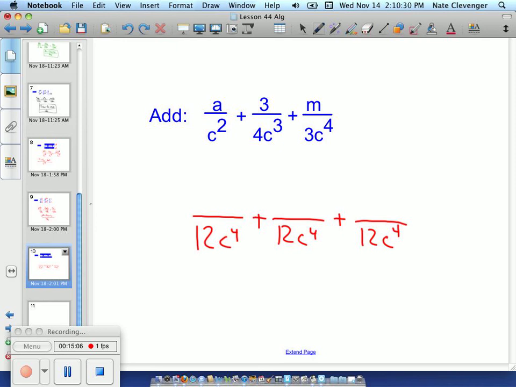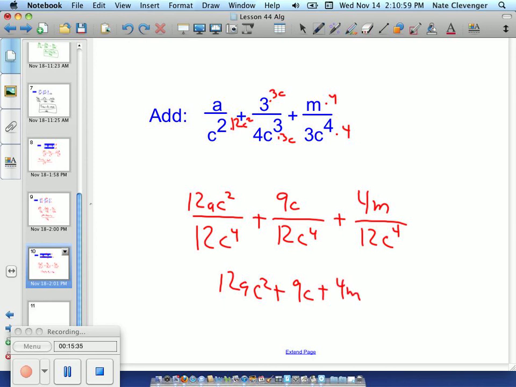So what do we need to multiply c squared by? 12c squared. So that's 12ac squared. This one we just need to multiply by 3c. 3c times 3 is 9c. Minus 4. And times a 4, 4m. And so 12ac squared plus 9c plus 4m over 12c to the 4th.